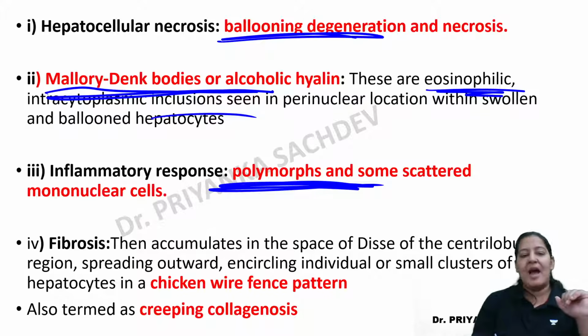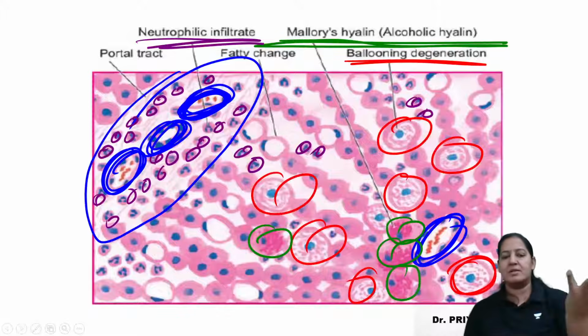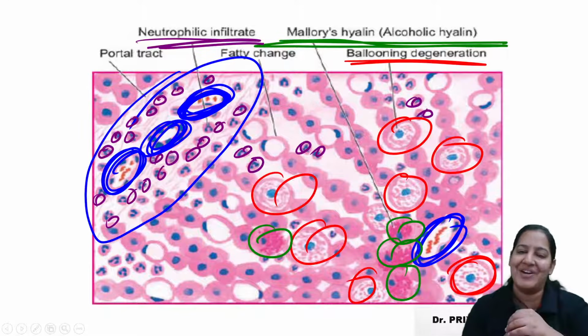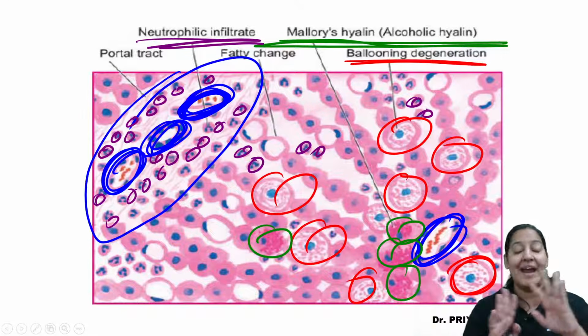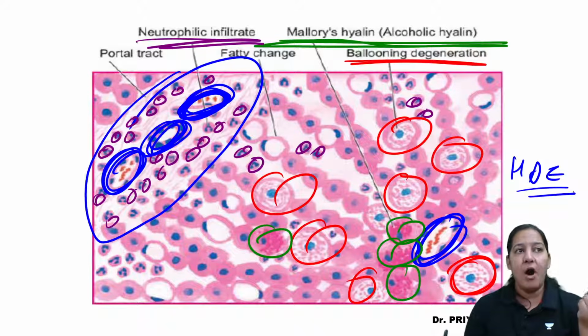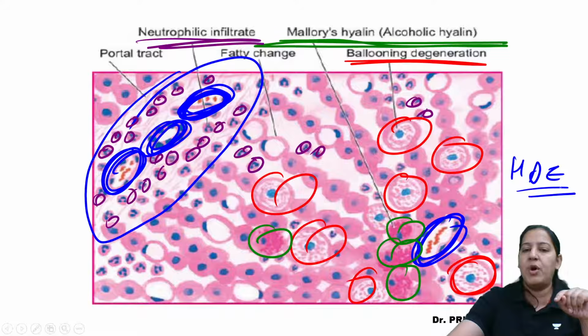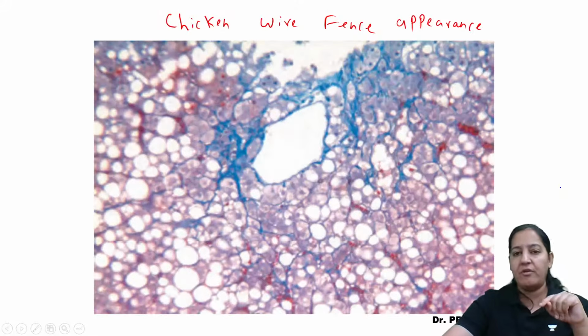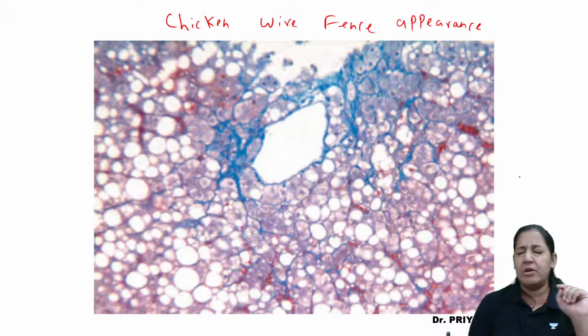Now, the last thing I will tell you is the fibrosis. You will say, ma'am, I can't see fibrosis in this diagram. Even I can't see fibrosis in this diagram. Fibrosis is very small here and we cannot see it on H&E stain. This stain is H&E stain. For searching for fibrosis, you have to do trichrome stain.